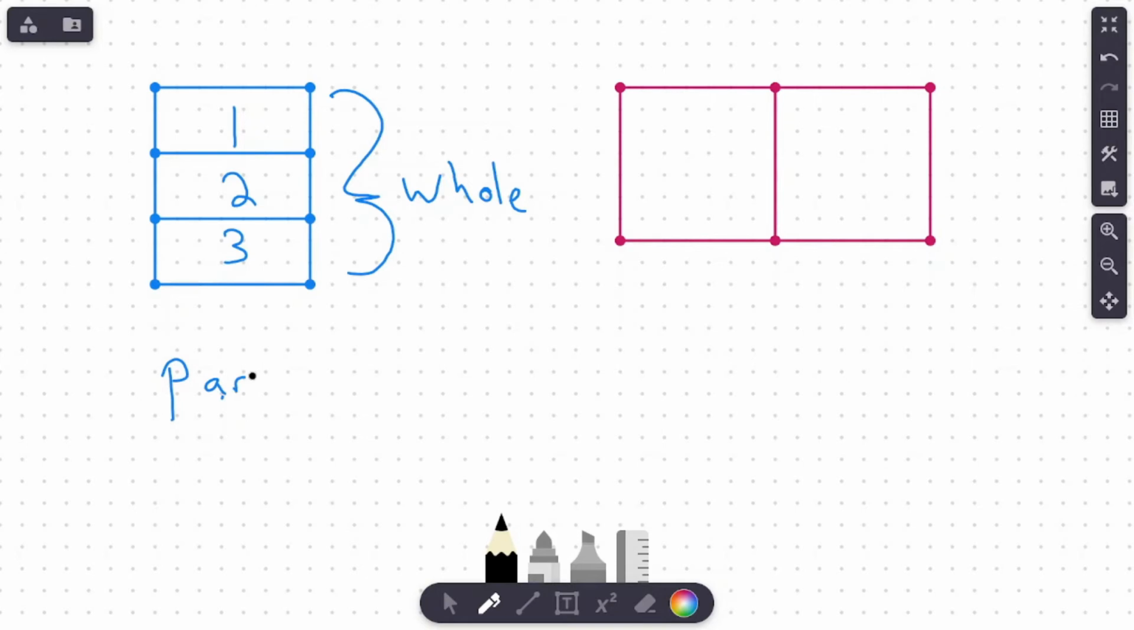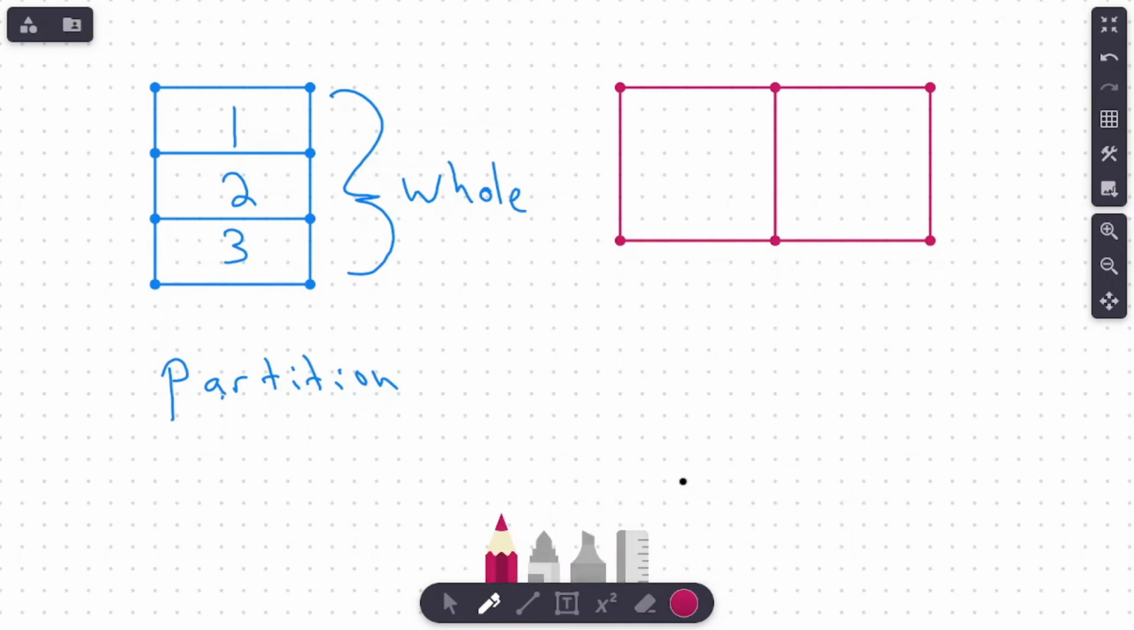I have partitioned this whole. Partition, P-A-R-T-I-T-I-O-N, partition. That means to break something up. So if you look at this, have we broken this up into 3 equal sections, 3 equal pieces? We took one whole and we broke it up into 1, 2, 3. We broke it up into 3 sections. All right, that would be partitioning it into 3 sections, or partitioning it into thirds. And we talked about that word thirds before, and we're going to talk about it more.